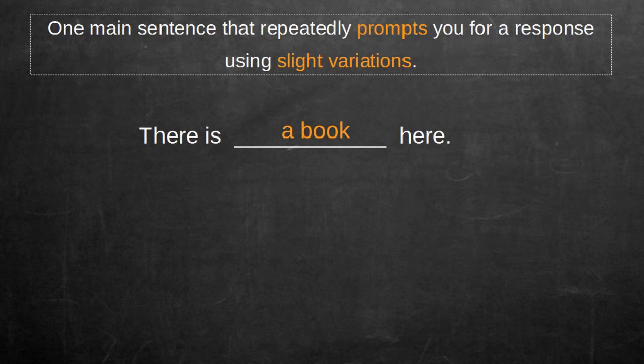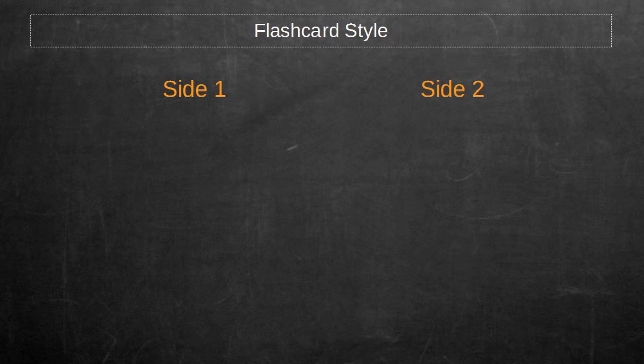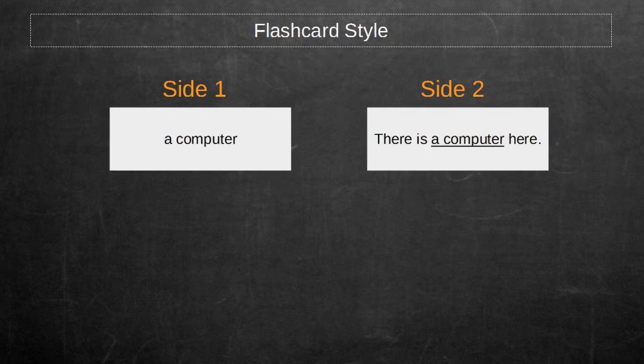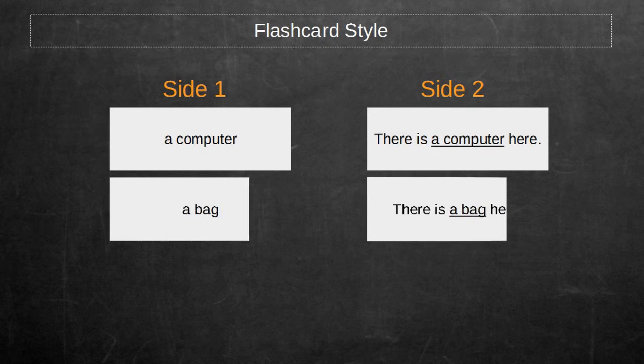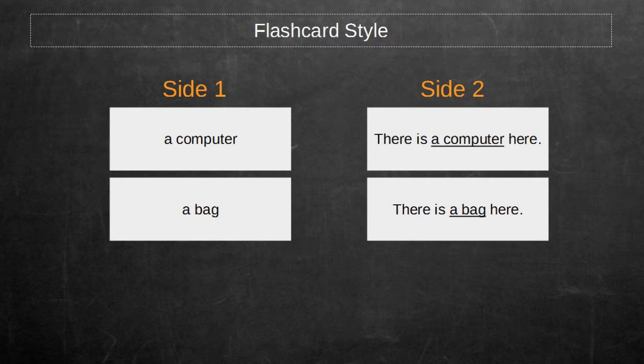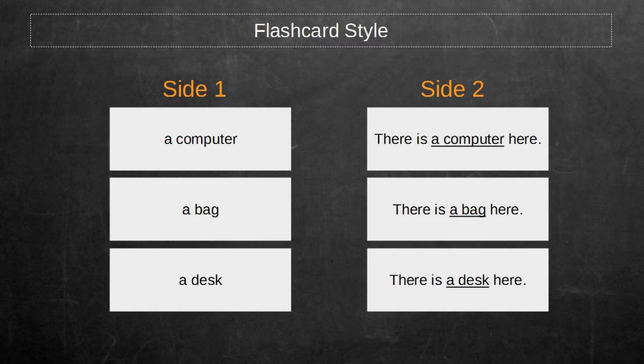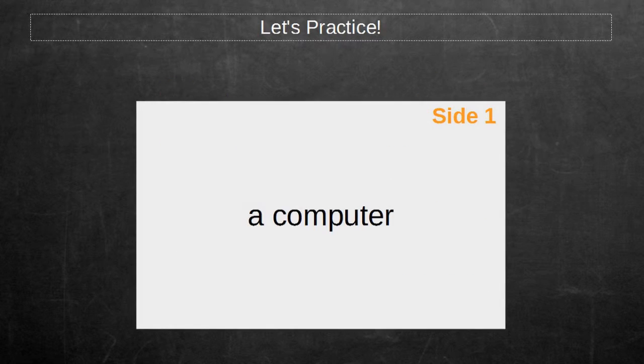These sentences are then practiced in a way that prompts you for a response. This is most easily demonstrated on flashcards. On side 1 of the flashcard you have a computer. On side 2 you have there is a computer here. On side 1 you have a bag. On side 2 you have there is a bag here. On side 1 a desk. Side 2 there is a desk here. Now the idea is to look at the prompt on side 1 and speak the answer that's on side 2 before you flip the card over to check your answer.